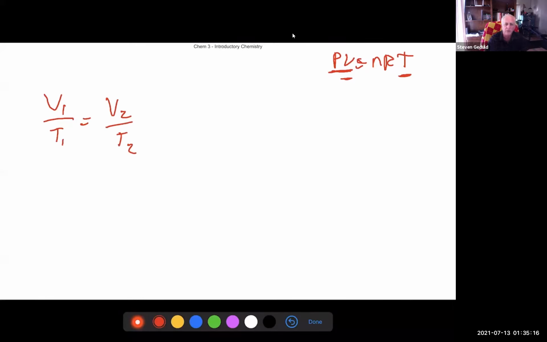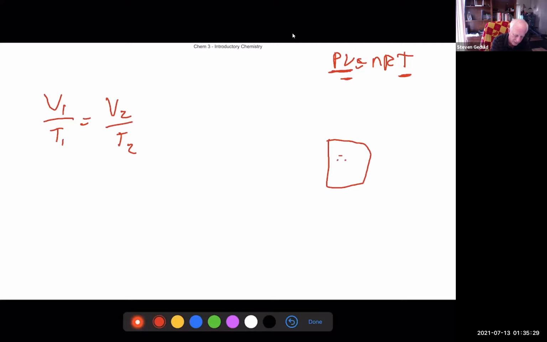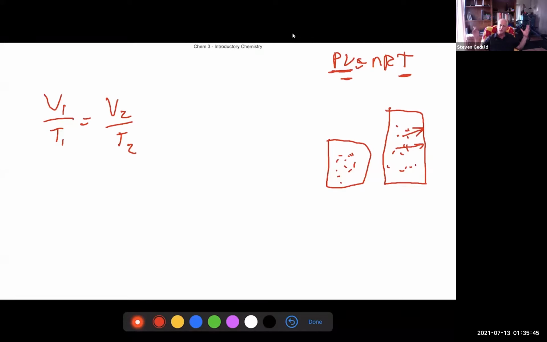Okay? Those are directly related. In other words, if I increase volume 1, I have to increase T1 to keep it the same. Think of it this way: we've got a gas in our little balloon or square container. If I increase the volume and the pressure has to stay the same, what has happened to the temperature? I've got to increase the temperature to make these molecules move faster to hit with the same pressure, because there's a bigger volume out for them to hit.